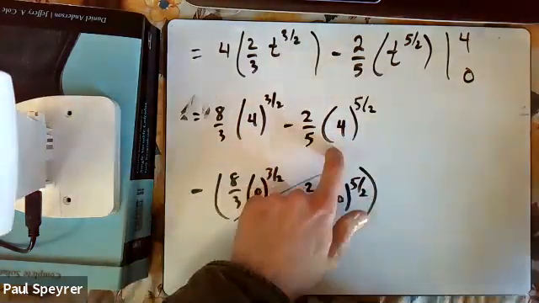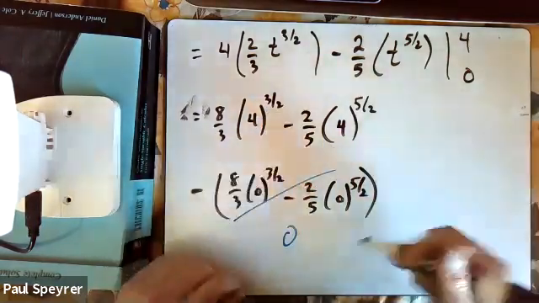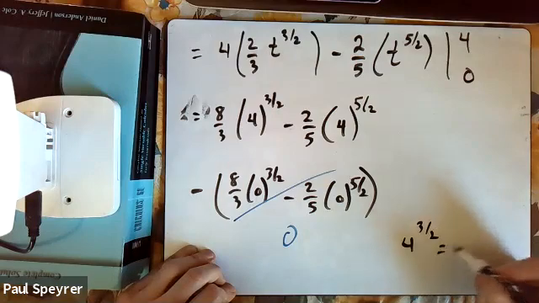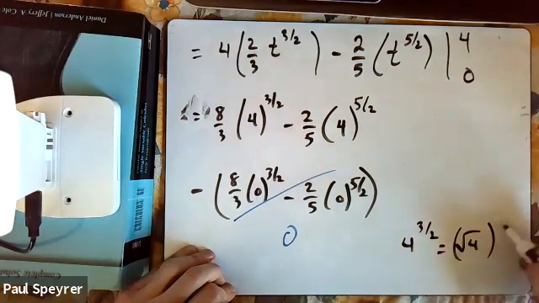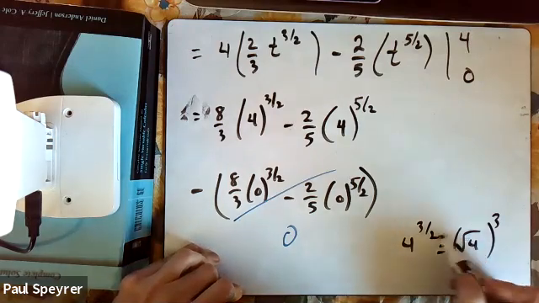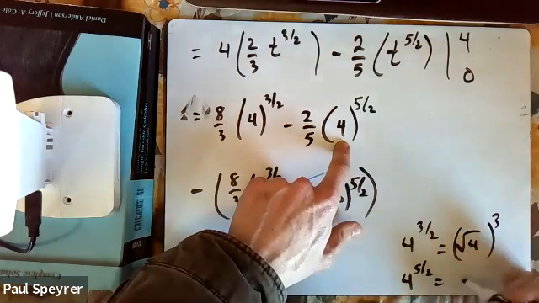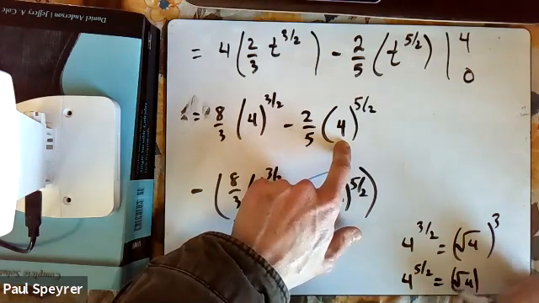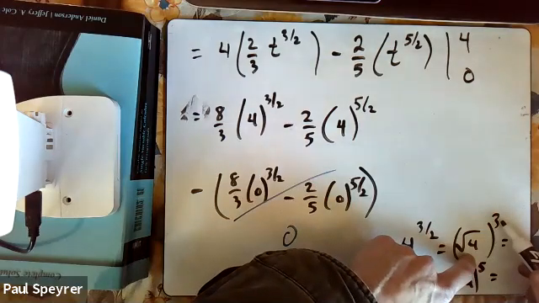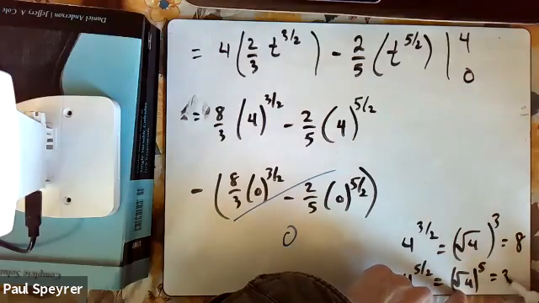What about these right here? Remember, fractional exponent means radical, right? What does 4 to the 3/2 really mean? That's the same thing as saying the square root of 4 cubed, right? Remember, the index is the denominator of your fractional exponent. What's this one right here? 4 to the 5/2 is the same thing as saying the square root of 4, but raised to the fifth power. So what's the square root of 4? 2. What's 2 cubed? 8. What's the square root of 4? 2. 2 to the fifth is 32.